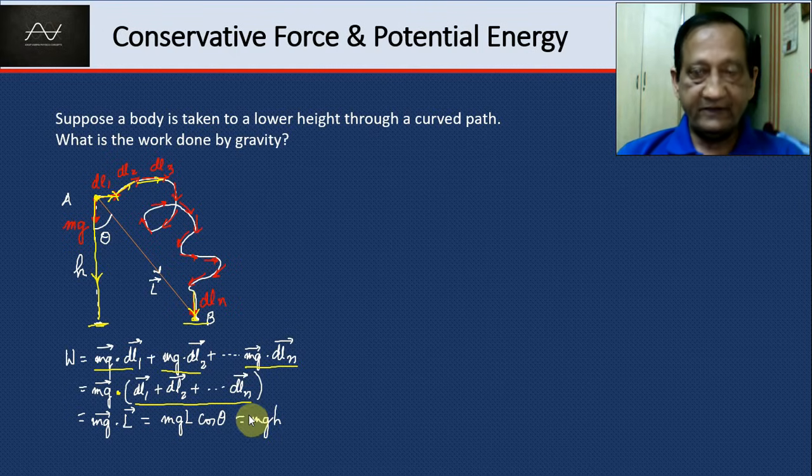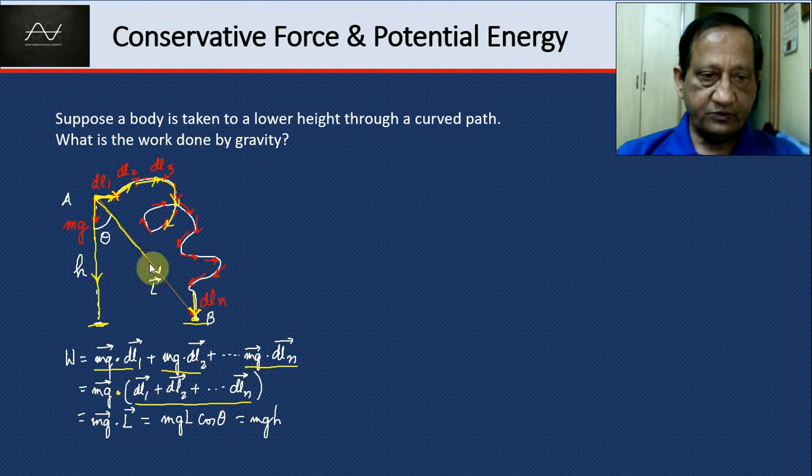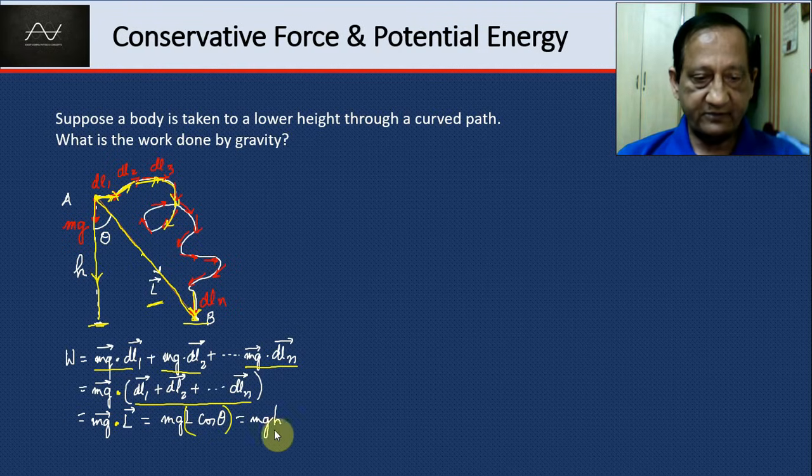The vector rule of addition is, if you have many vectors to be added, arrange them tail to head, tail to head, like that till the last tail to head. Join the initial point to the final point, that is the result. So dl1 plus dl2 up till dln is this vector L. So work done is mg dot L, which as you know is mg L cos theta, but L cos theta is equal to h, so mgh.